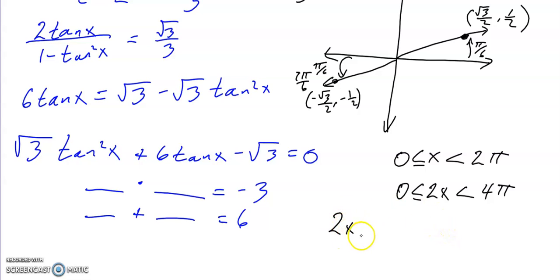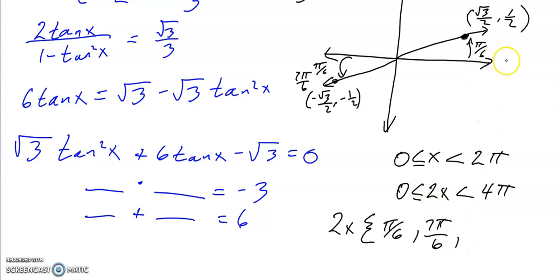So 2x is going to happen at pi over 6. We've already established that. And then it's going to happen at 7 pi over 6. Well, that brings us back here to 2 pi. Well, we've got to keep going because we're talking 2x.